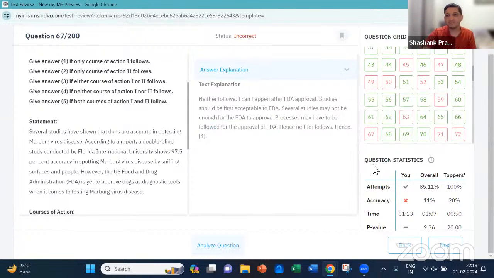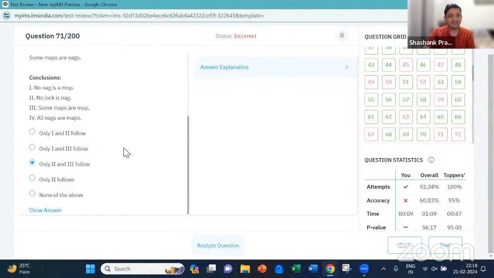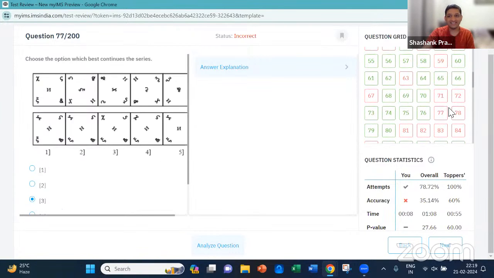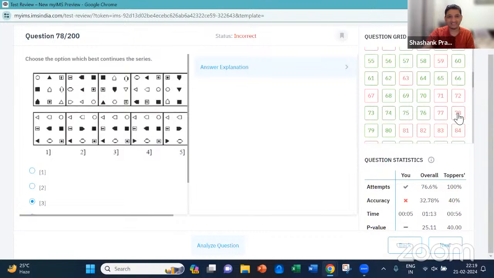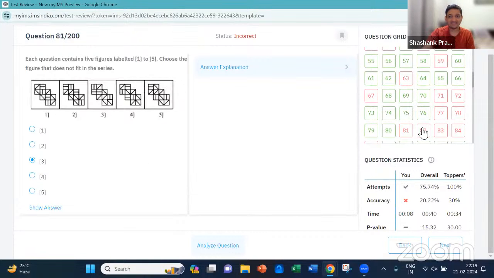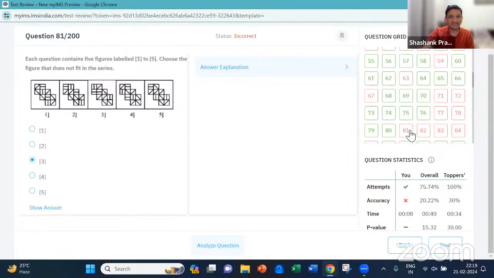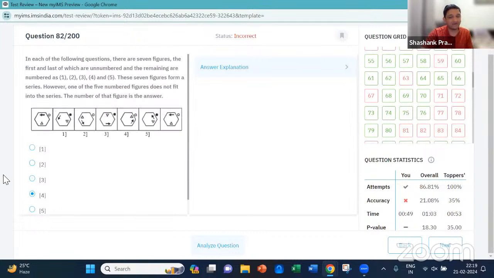ठीक है, fine. 71, could have got this. ठीक है. 72, could have got this. Would have. ये सब, 77, I don't. 78. 81, no. 82. Why did I get 81 wrong? 81, though, I didn't try properly. 82, I had tried properly.